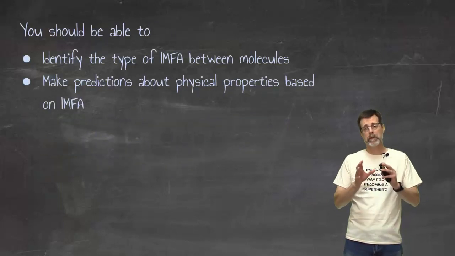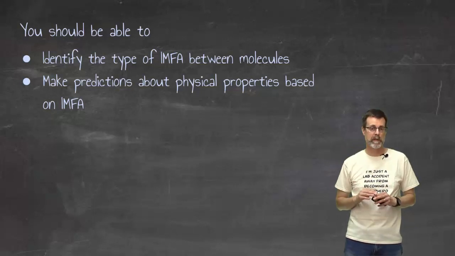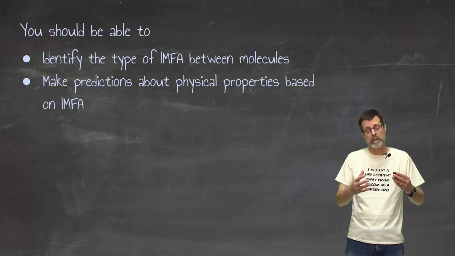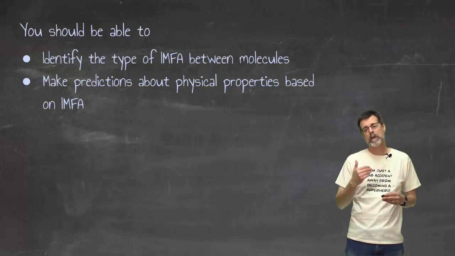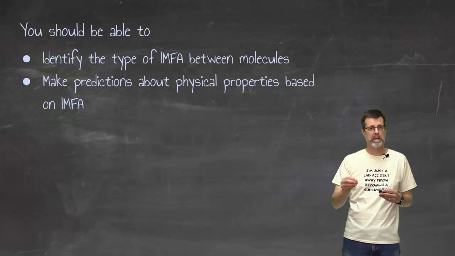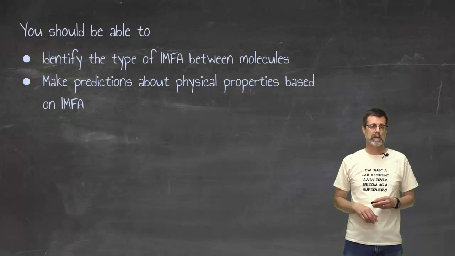However, at this point, you should be able to, given a pair of molecules, identify the type of intermolecular force of attraction that is in there, and if you only have one molecule, then it means many of those. And then we will eventually be able to do predictions about melting point and solubility, and you probably could do some of those already based on intermolecular forces of attraction.